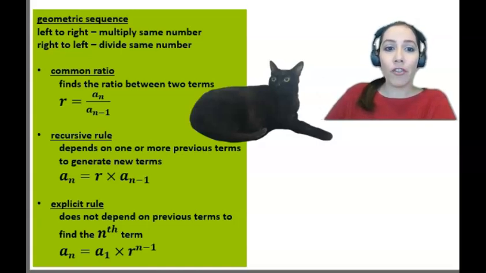The common ratio finds the ratio between two terms. It's r equals a sub n divided by a sub n minus 1. The recursive rule does depend on one or more previous terms to generate new terms. That formula is a sub n equals r times a sub n minus 1. And the explicit rule does not depend on previous terms to find the nth term. That formula is a sub n equals a sub 1 times r raised to the n minus 1 power.